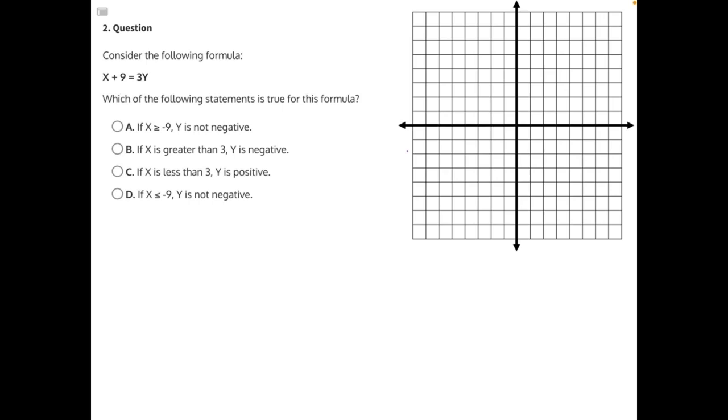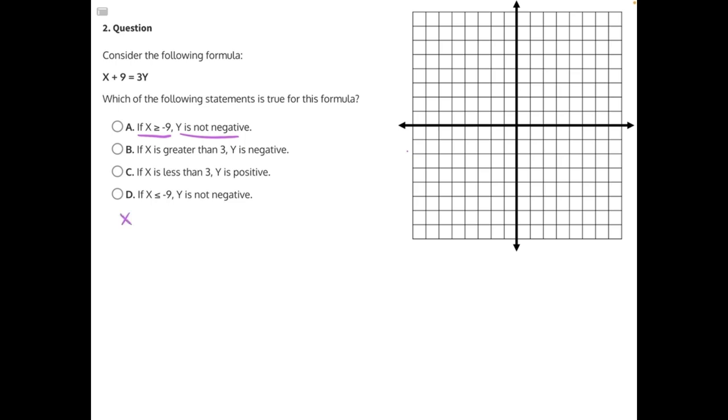Consider the following formula. Which of the following statements is true for this formula? All of these answer choices are cause and effect relationships: if X, then Y. And the easiest way to visualize a cause and effect relationship so that we can tell if these statements are true and false is to graph it. So let's start by finding our intercepts.